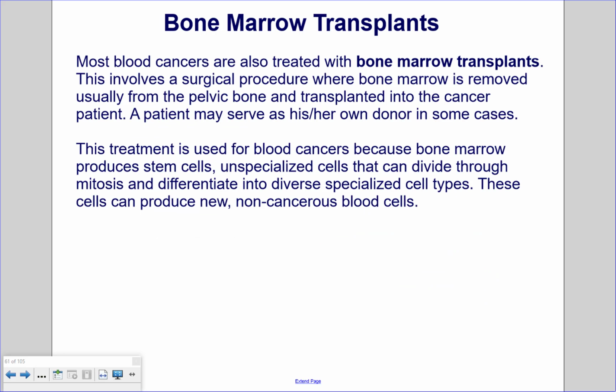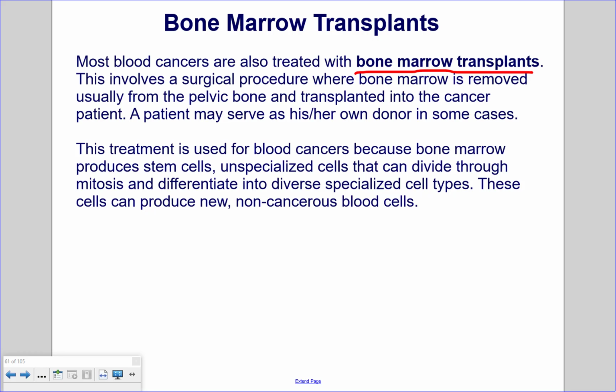Bone marrow transplants. Most blood cancers are also treated with bone marrow transplants. This involves a surgical procedure where bone marrow is removed, usually from the pelvic bone, and transplanted into the cancer patient. A patient may serve as his or her own donor in some cases. That would be the most optimal thing, because if it's your own bone marrow, there's less of a chance of your body's immune system rejecting it.